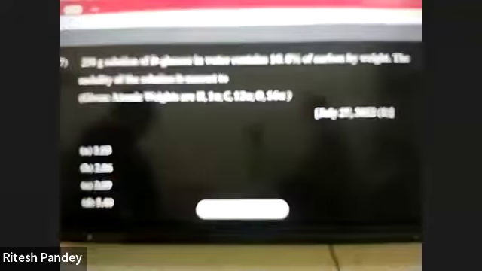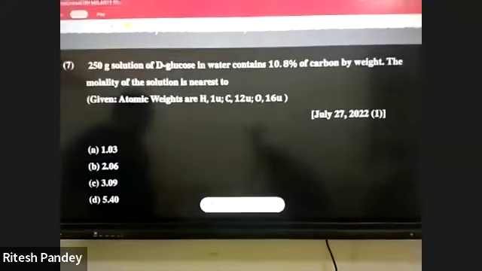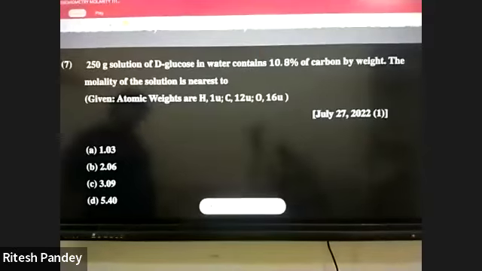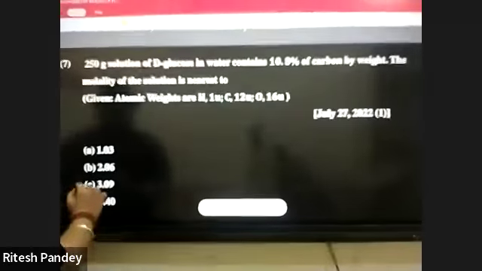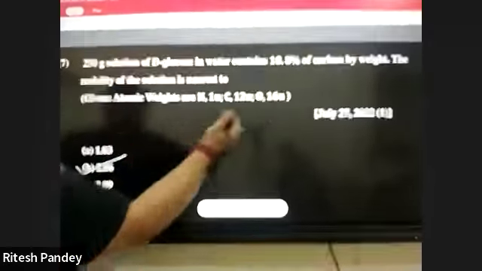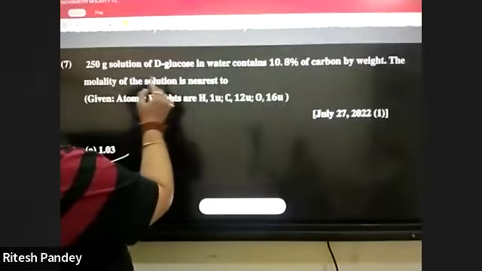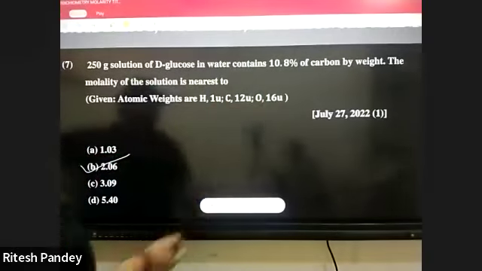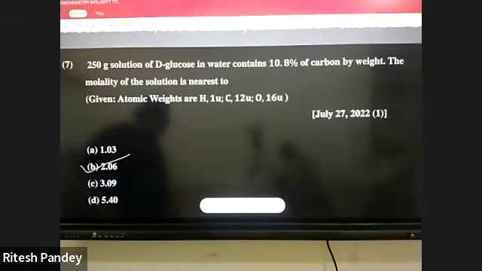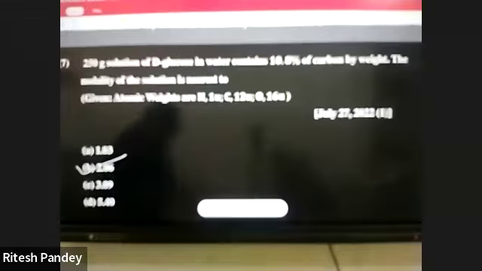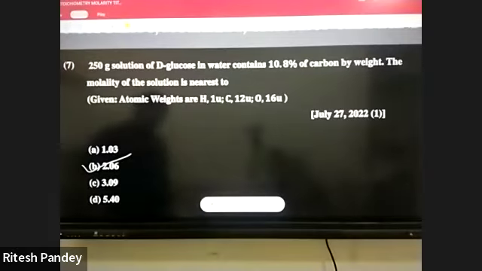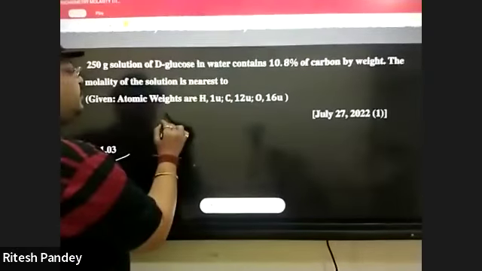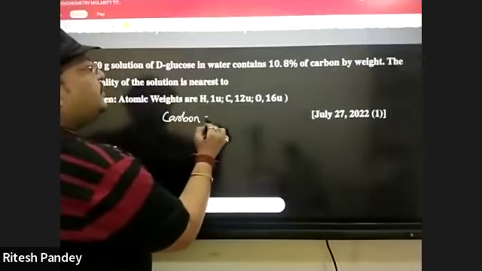Question 7. Option B. We are in Bombay 2.06. Now 10.8% of carbon by weight. So first of all, I want to find the weight of carbon, which is 10.8% of 250 grams.